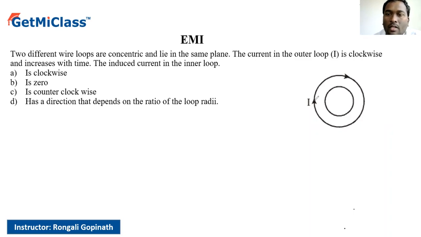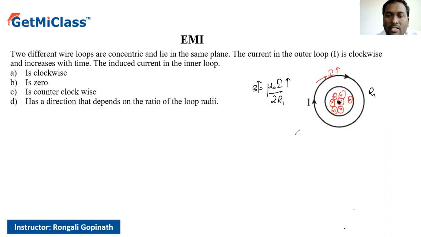So in the outer loop, the current I is increasing with respect to time. This outer loop will create a magnetic field into the page where the inner loop is located, right? At the center of this loop, the magnetic field is given by mu naught I by 2 R1, where R1 is the radius of the outer loop.